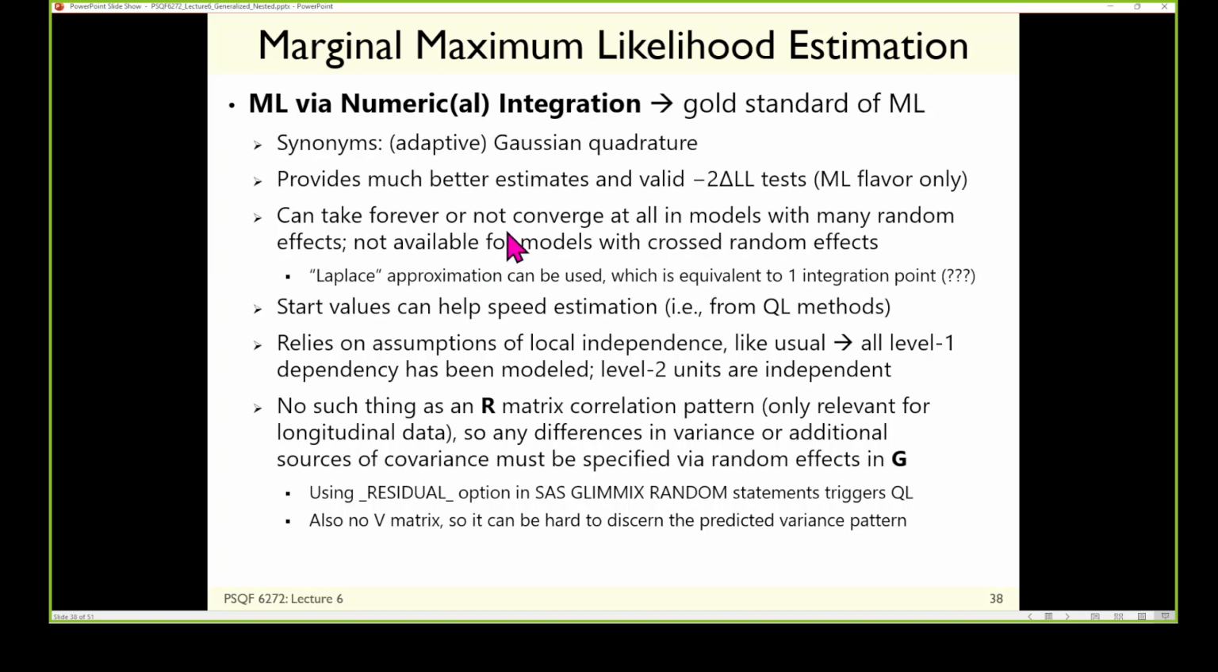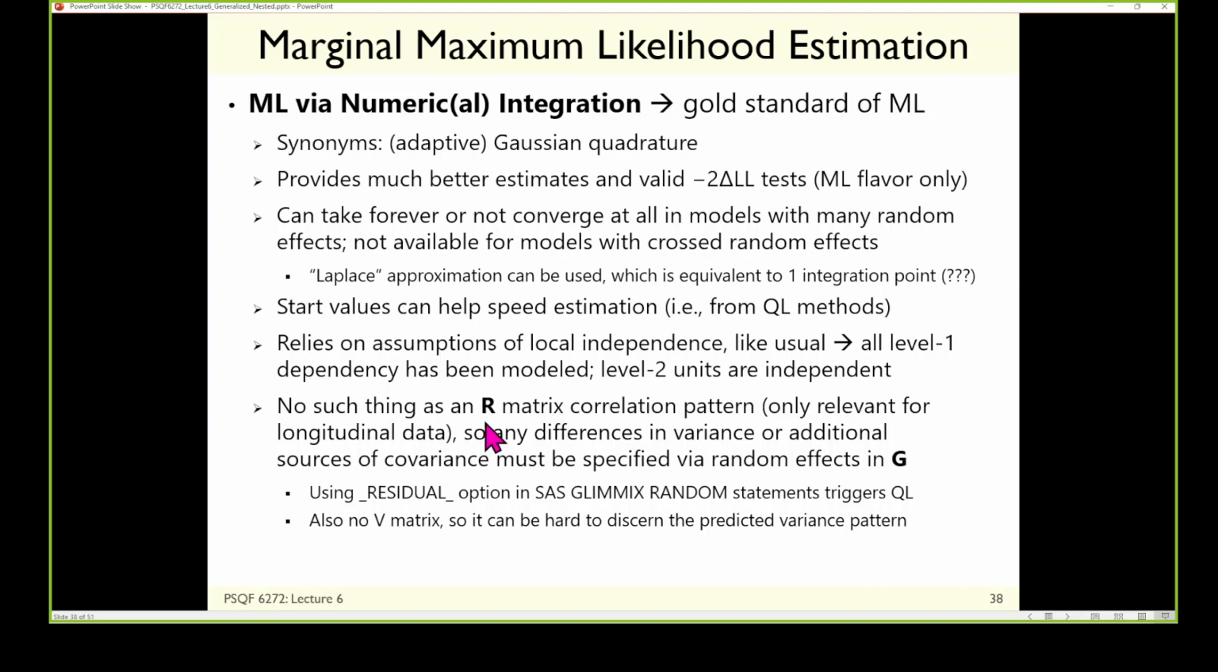This can take forever to estimate, particularly as you increase the number of random effects. There is a simpler version of it called Laplace estimation that you will see being used in R. It's the only option once you add random slopes in Glimmer, I learned. This can be sped up by start values, so you can get start values from less good methods and feed them into this to make things go faster. It still relies on the same assumptions of local independence, that the level 1 residuals are independent after we control for all the fixed and random effects.